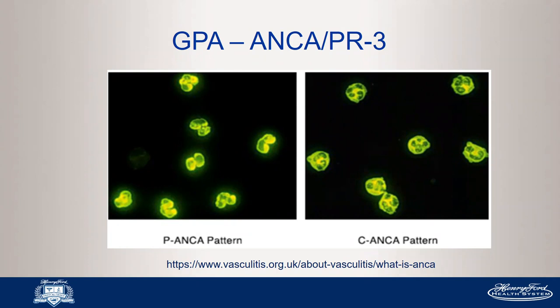peripheral pattern, so you see the one on the left, it's highlighted more in the periphery of the nucleus. That's why it's the P ANCA pattern. It's in the periphery of the nucleus. And then if you see the right side image, that's where you see the immunofluorescence throughout the cytoplasm. So it's more cytoplasmic. So perinuclear or through the cytoplasm.